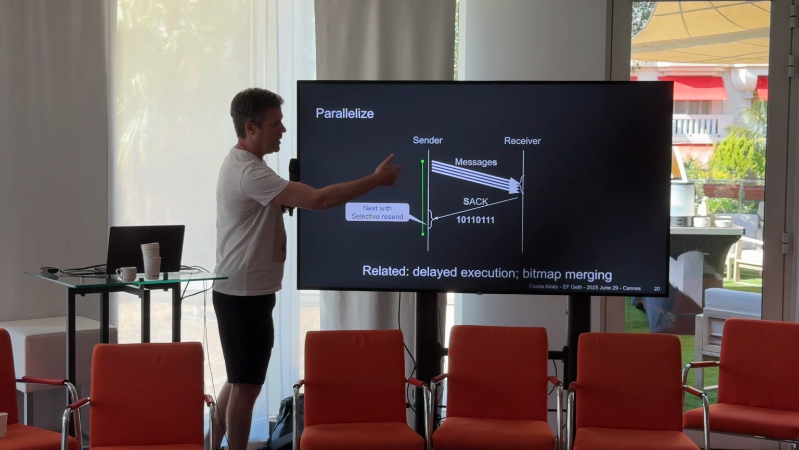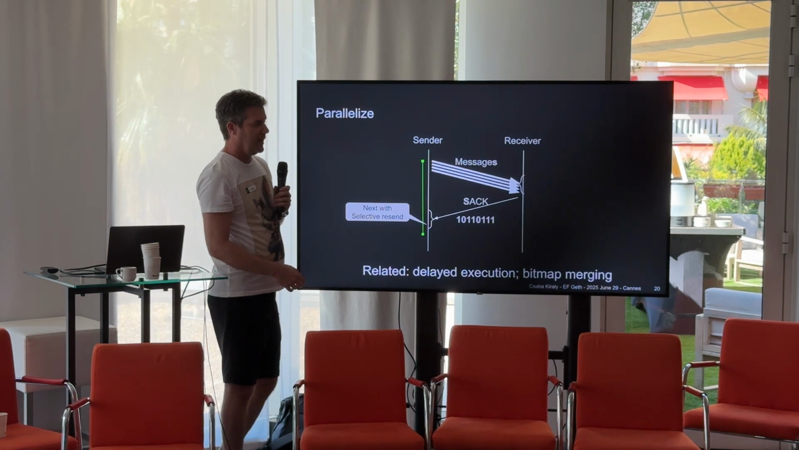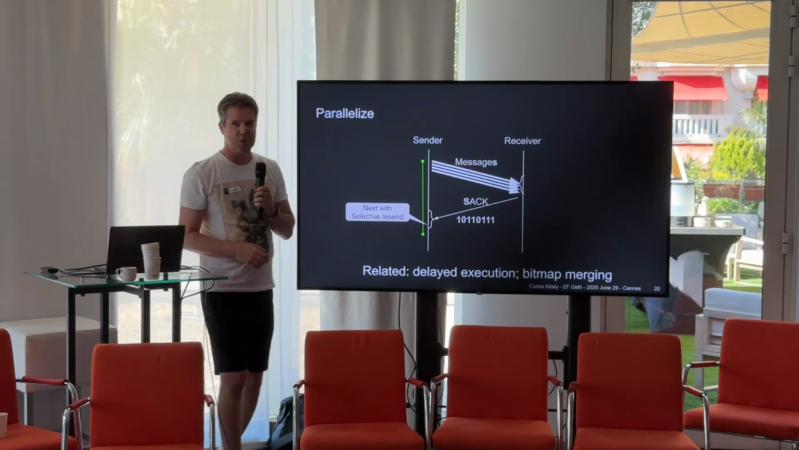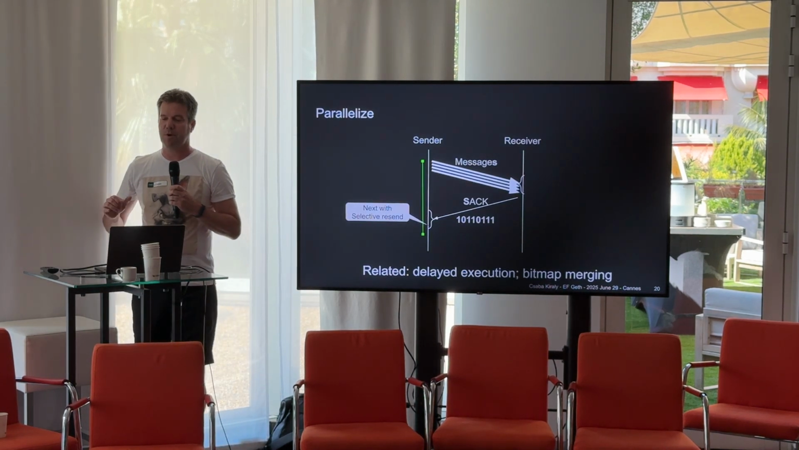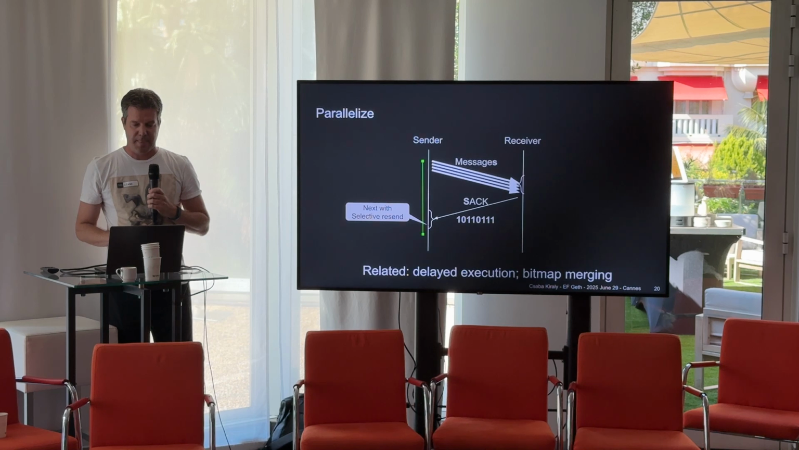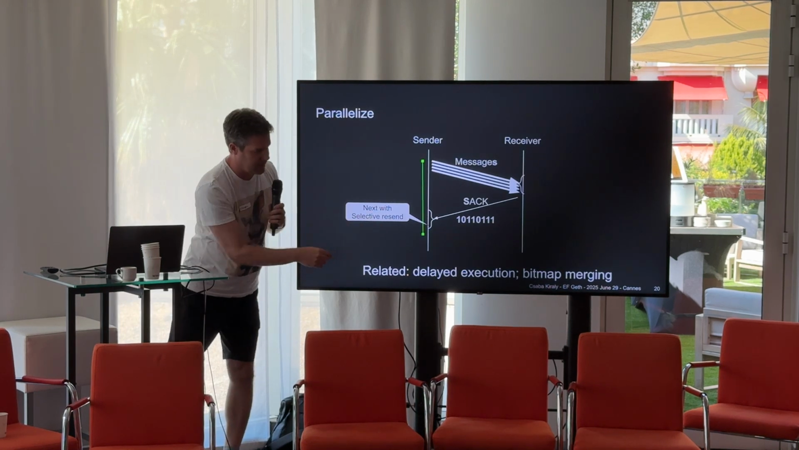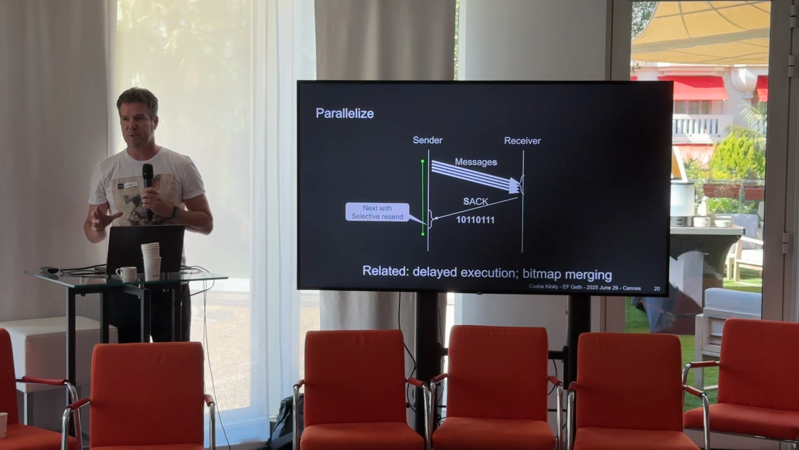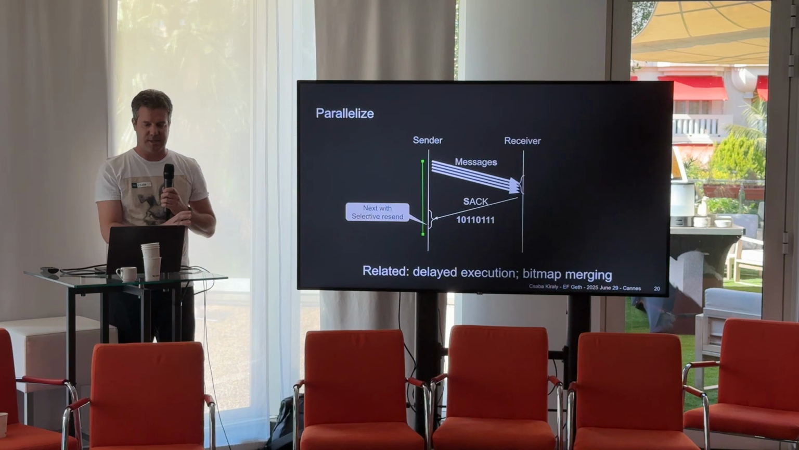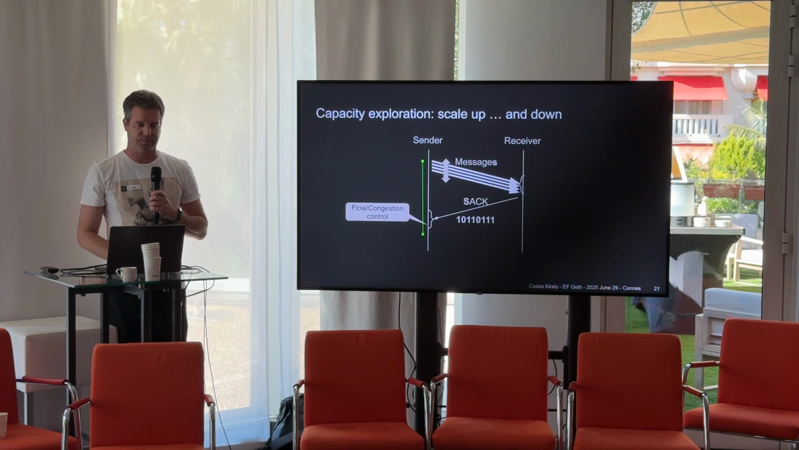We can send a bunch of messages on the fly, and then we have something called selective acknowledgement, which is a bitmap of which ones were acknowledged. And then you see here bitmaps. You can think, oh, maybe I can merge bitmaps and that helps. So this is something like delayed execution.